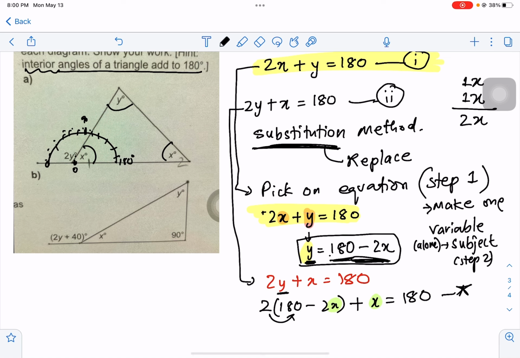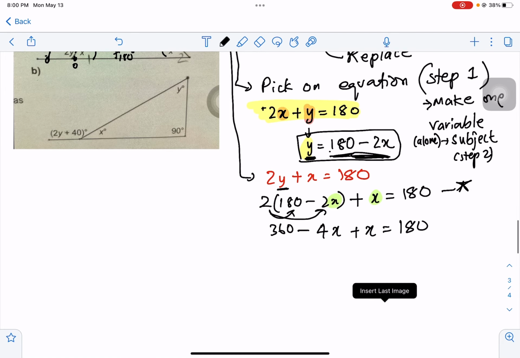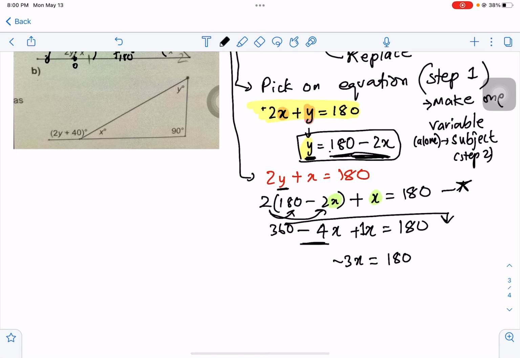So now open the bracket. 2 times 180 is 360. Positive times negative is negative. 2 times 2 is 4. So 4x plus x equals 180. Then you just have to arrange. Negative 4x plus 1x, positive 1, is negative 3x. Then we have x. 180 is in the same place, so you don't have to change anything. The 360 shifted to this side will be negative 360. So you have negative 3x equals negative 180.